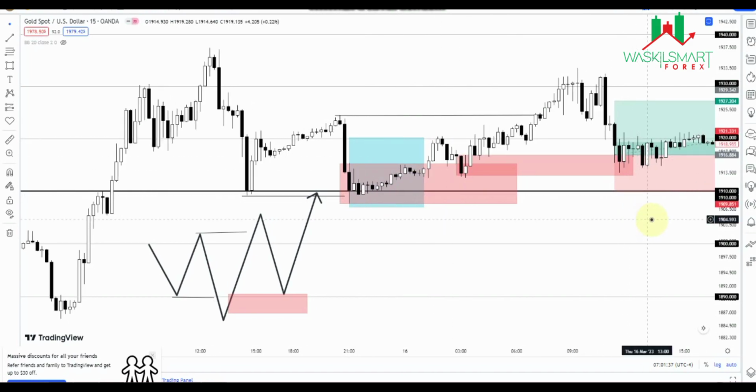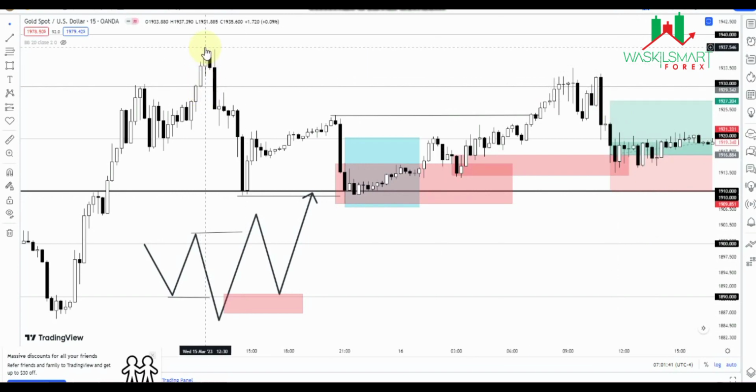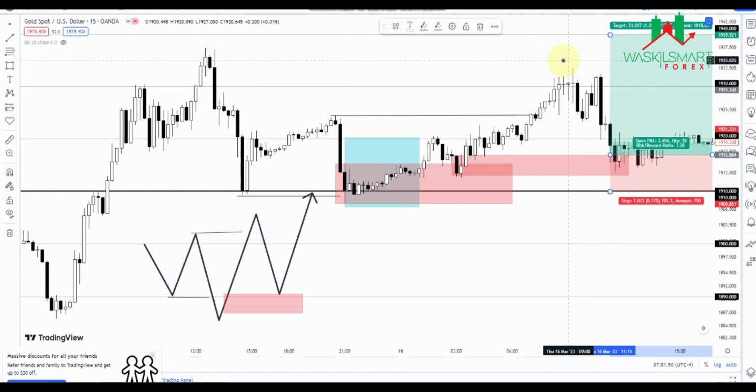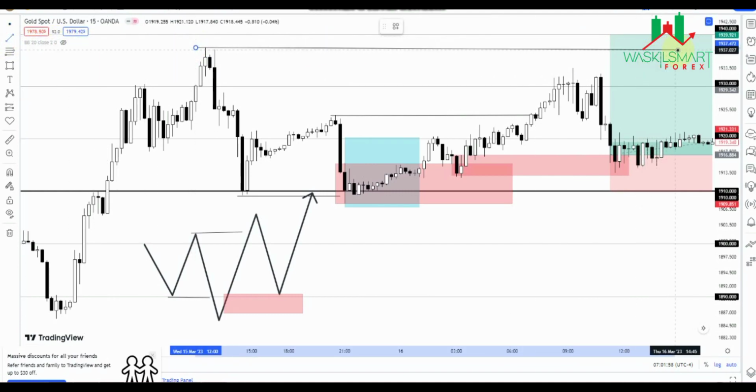Okay, so let's see. You can put your take profit on top of this high, or you should put your take profit at the psychological level here also, which is 1940. There's a buy stop here, which I also call the liquidity.